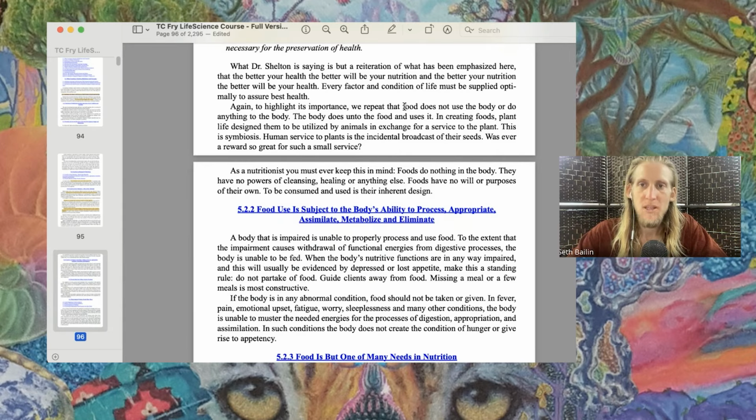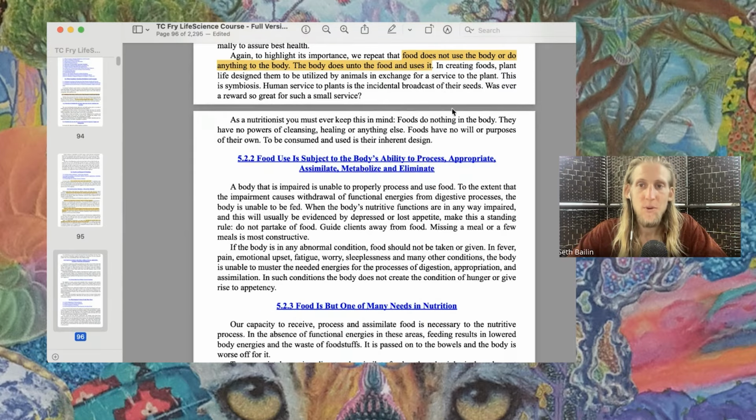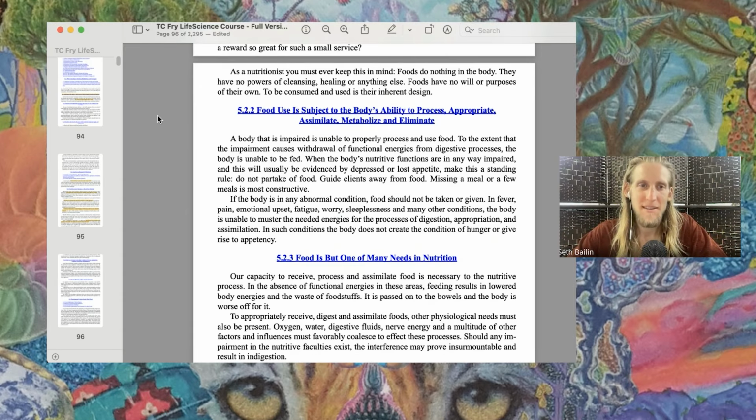And they repeat, food does not use the body or do anything to the body. The body does unto the food and uses it. Foods do nothing in the body. He says it again. They have no powers of cleansing, healing, or anything else. So that actually gives a lot of agency to the body. And that's what I love about the natural hygiene philosophy and practice, is that we really give the body its credit. We recognize how much of an amazing healer the body is in itself.